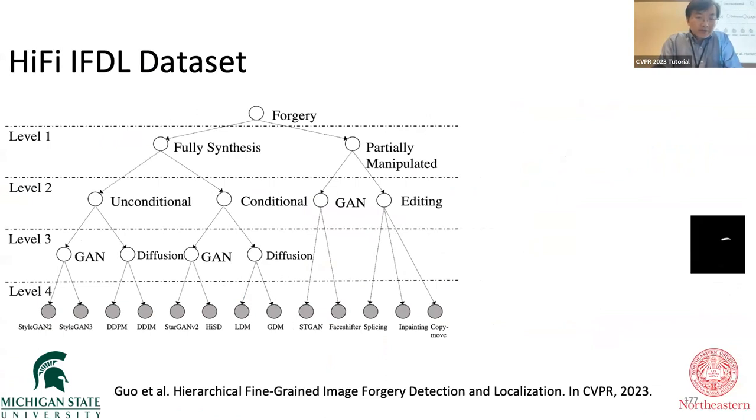Okay, to do this work, we're also collecting a very large database, including all the different types. It's mostly a sample of existing databases, but we're also including images from diffusion and even Midjourney. Midjourney is, you know, one of the latest generative models. Those images, we also do testing on those data, okay?